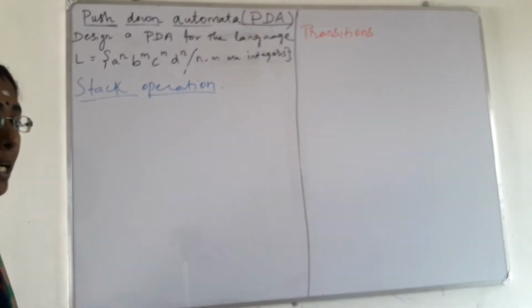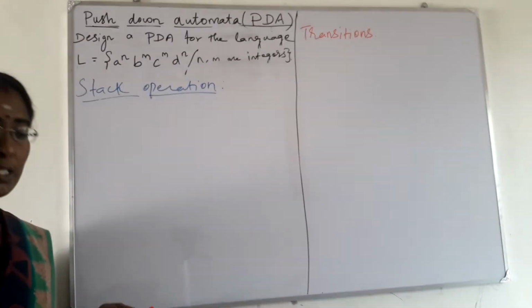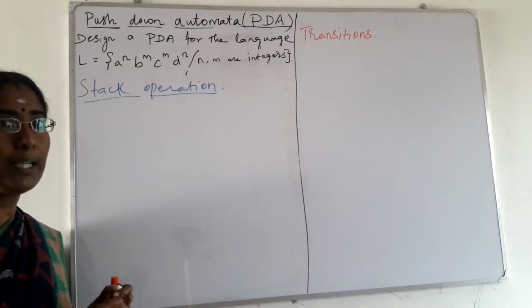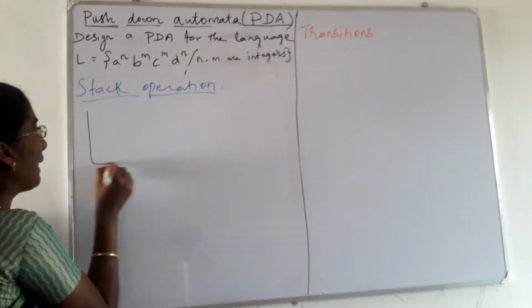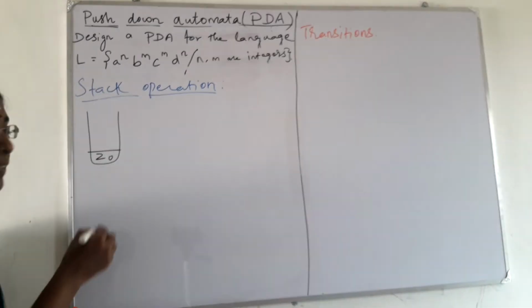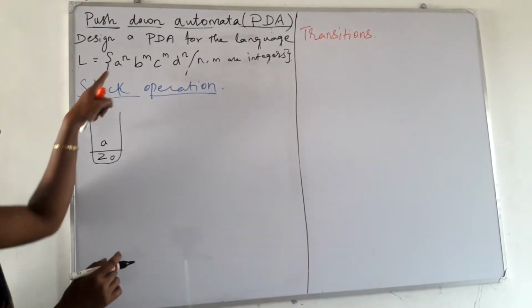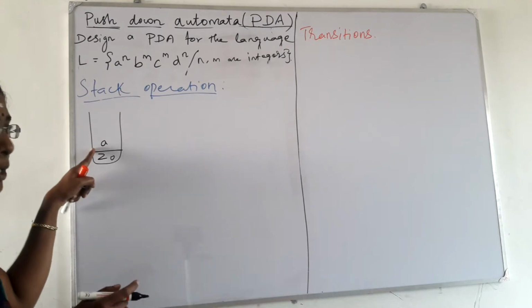At last the stack is empty for an accepted string. Now we will see how to write the transitions and how to draw the graphical notation of the pushdown automata. Initially the stack has only Z0 as the top of the stack. While reading the first symbol A, it is pushed onto the stack.